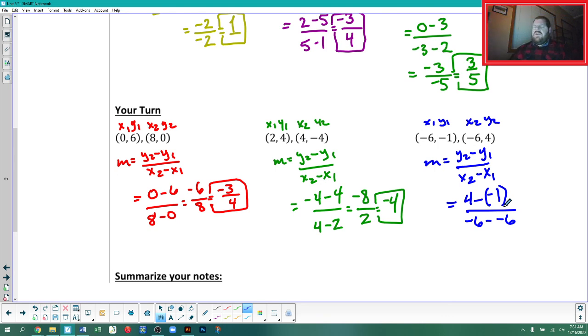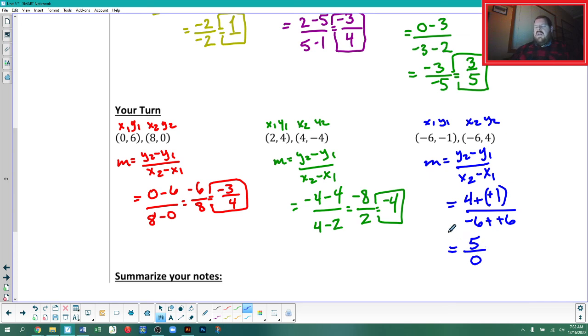I don't know if it's always needed. But it's totally up to you. Biggest thing is subtracting a negative is like adding a positive. 4 minus negative 1 is like 4 plus 1, which is 5. Negative 6 minus a negative 6 is like plus a negative 6. I'm sorry, plus a positive 6. And that's a 0. And in math, we can't divide by 0.